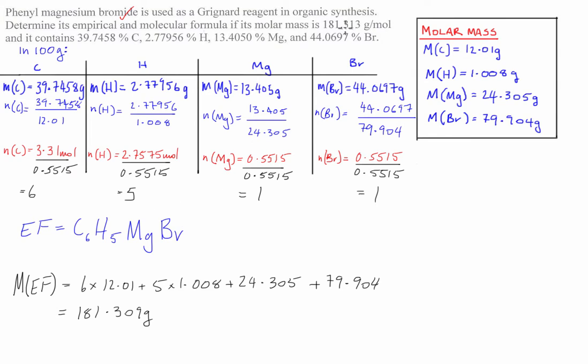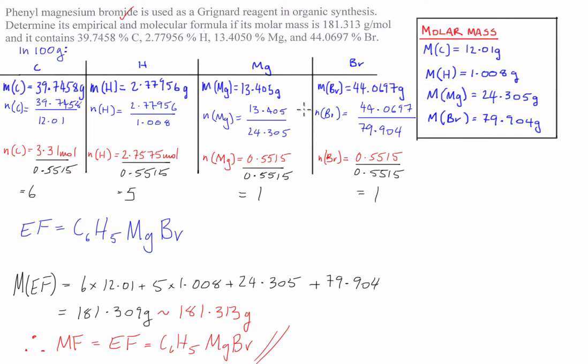Now, it says in our question that the molar mass of this compound is 181.313. What we can say, if we're in an exam doing this question, is that we would basically assume this is roughly equal to 181.313 within the margins of error of our experiment. So then we can say, therefore, the molecular formula for this compound is equal to the empirical formula, which is equal to C6H5MgBr.